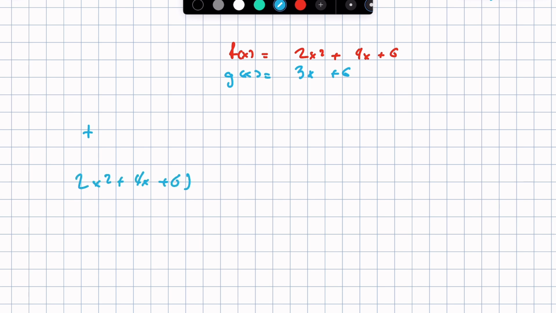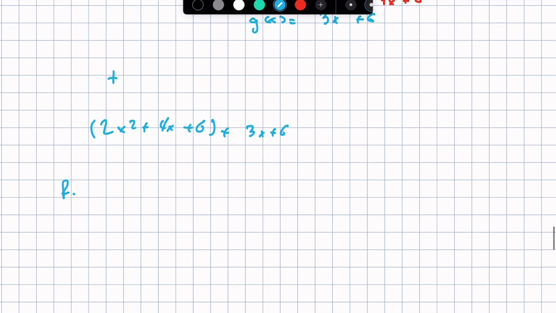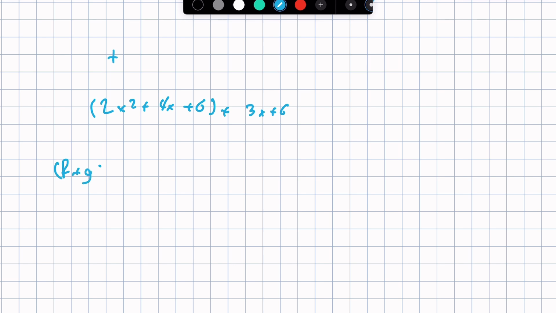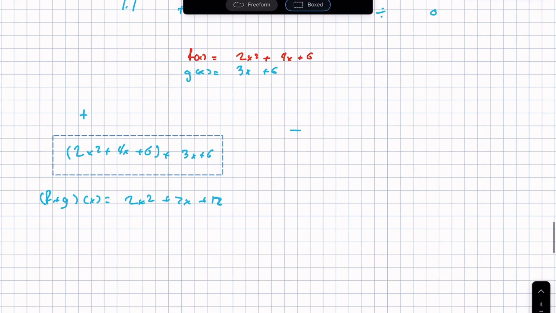So addition, you just do 2x au carré plus 4x plus 6 plus 3x plus 6, okay? So fonction de h, or you can say f plus g de x égale à 2x au carré plus 7x plus 12. Simple. And minus, basically the same thing, but in minus.